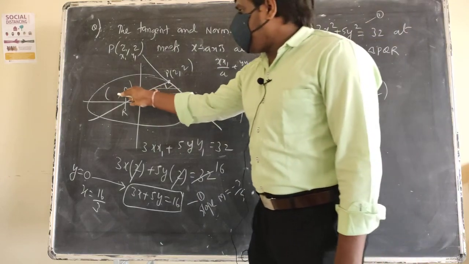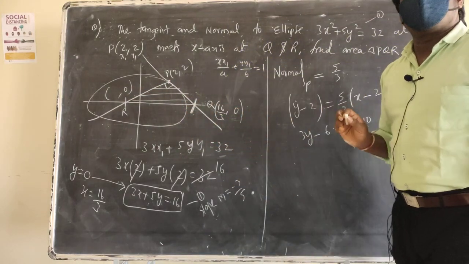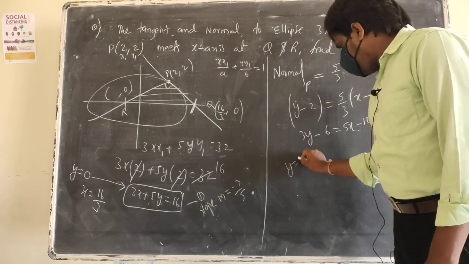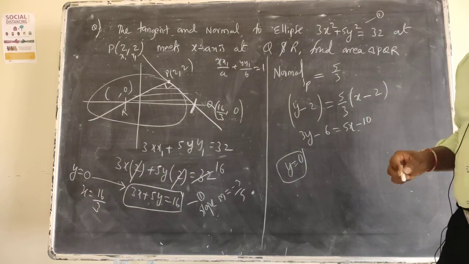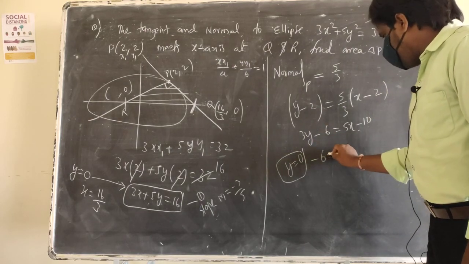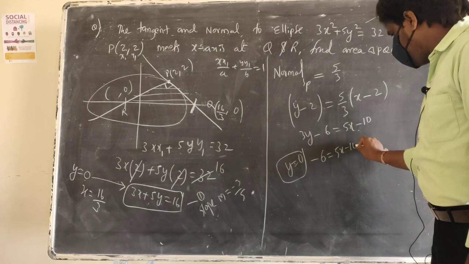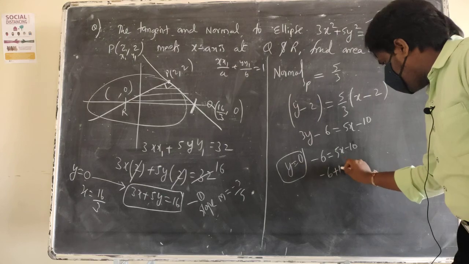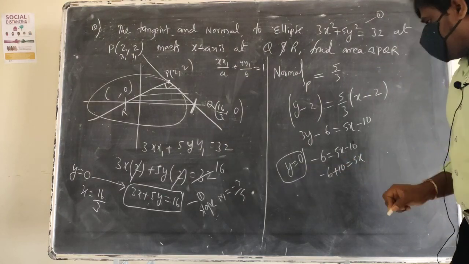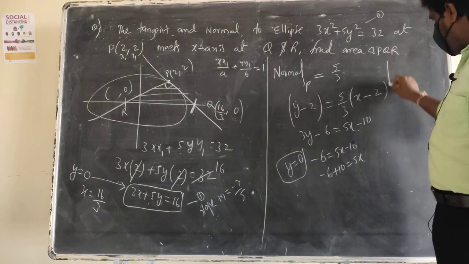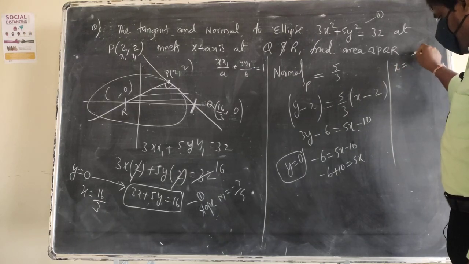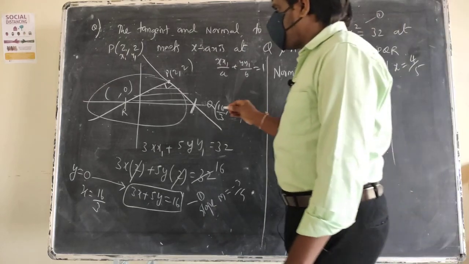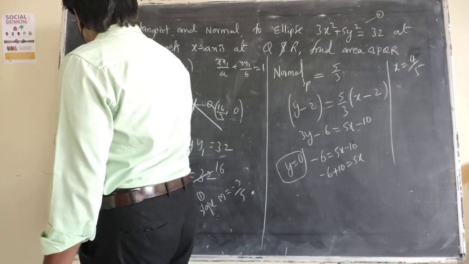Now I have to find this point. So what I have to substitute there? y is equal to 0. Put y is equal to 0 above. So what do you get here? Minus 6 is equal to 5x minus 10. Minus 6 plus 10 is equal to 5x. So x is equal to how much? 4 by 5. So this point you got is 4 by 5 comma 0.